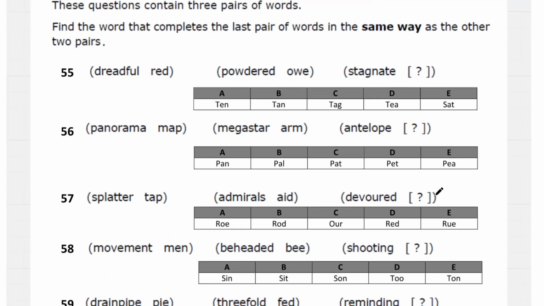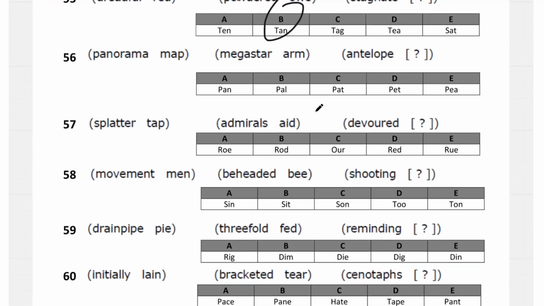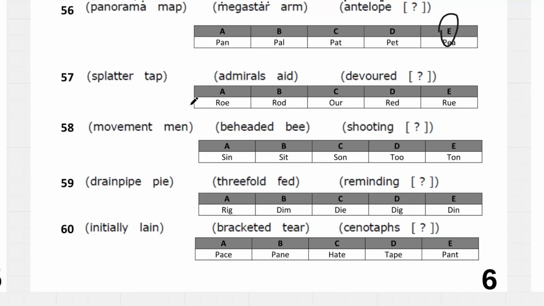58, we have to complete the same way. This is going to be second, third, and then fifth. So second, third, and then fifth will be tan, which means we get B. And then let's complete the word in the same way. We get second last, and before we confirm which A, we get second last, last, and then this. So we get P, E, and A, we get P. 56E, and then 57, tap.